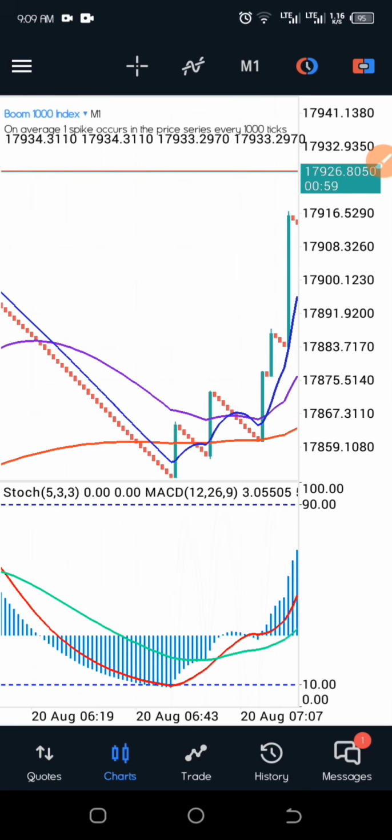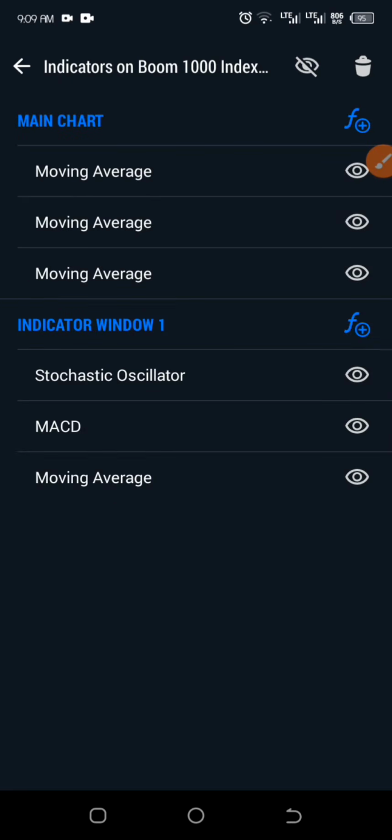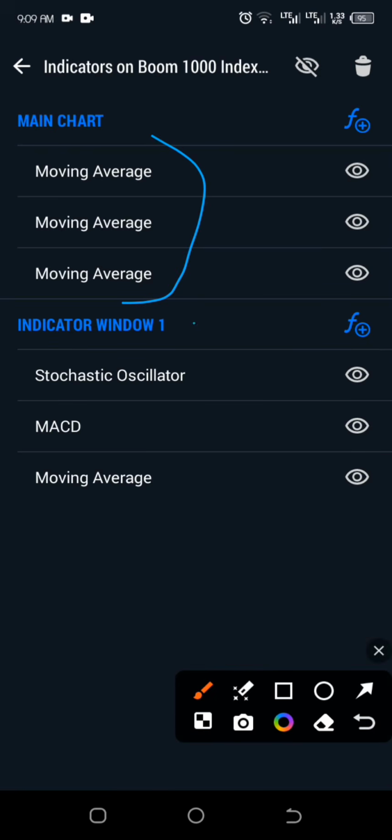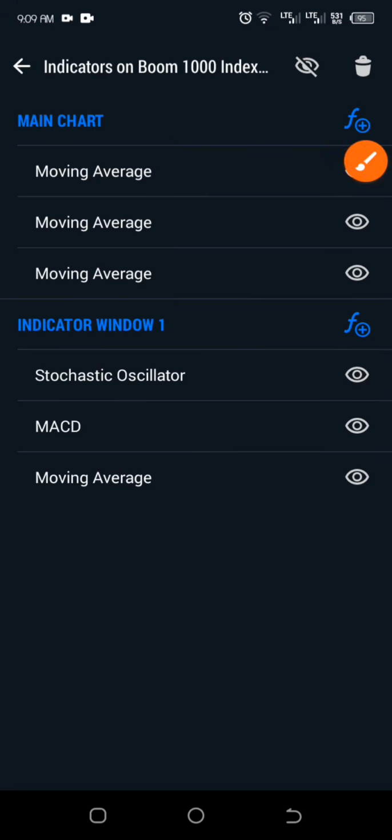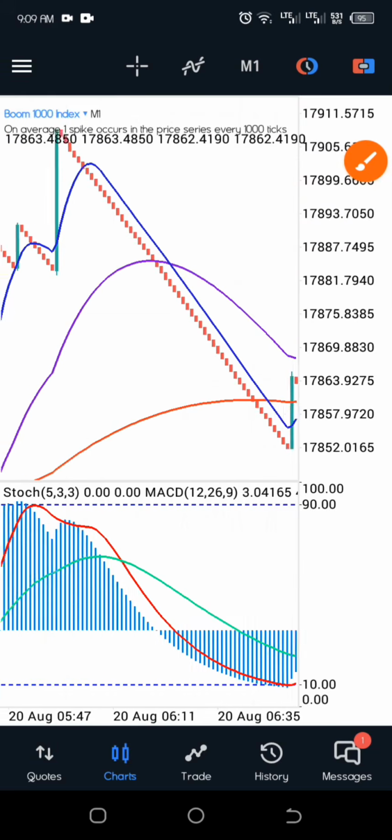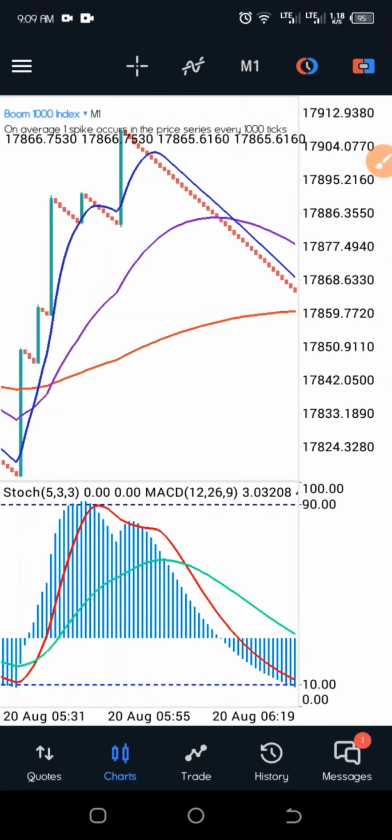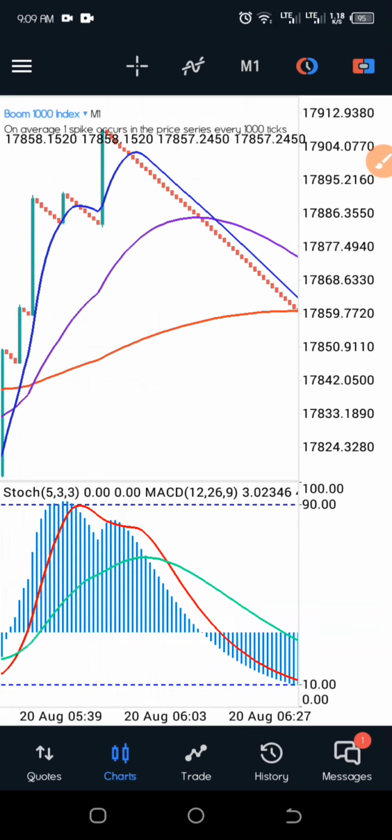So let's begin with this strategy. First thing I want to do is show you guys what indicators we are dealing with. We have 3 moving averages in our chart, and we also have a stochastic oscillator marked there, and the moving average in our indicator window 1. So those are the indicators we are going to be dealing with. Keep that in mind.